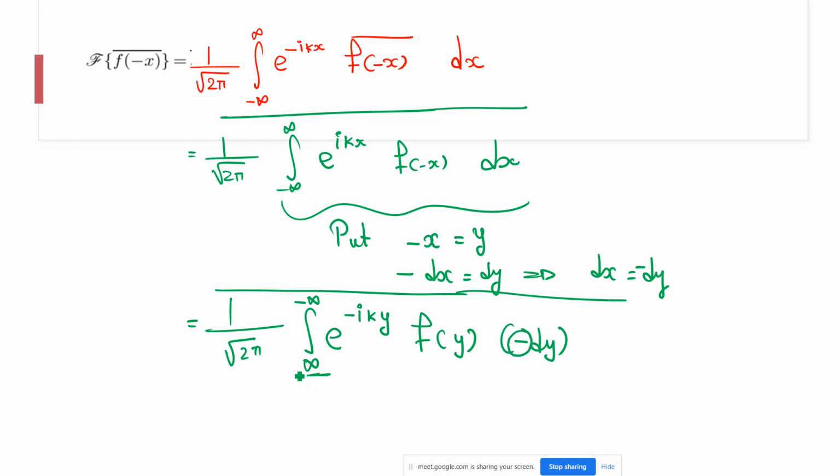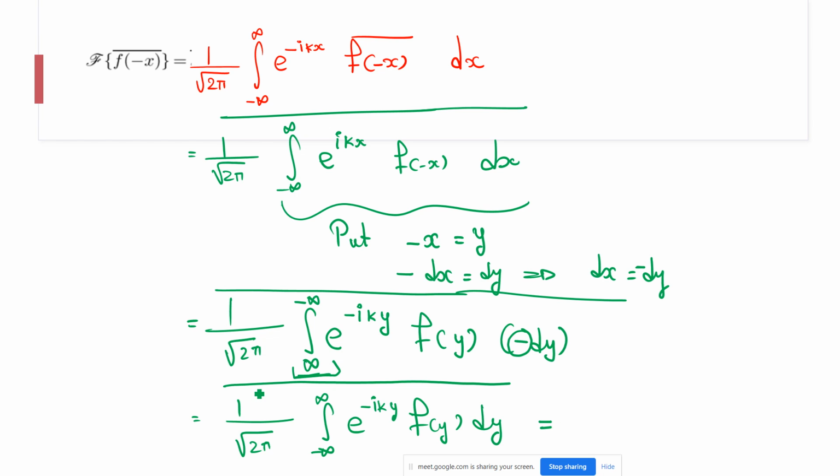So this becomes 1 upon root 2 pi integrating minus infinity to infinity e raised to minus i k y f of y dy and the whole bar. This part inside the bar is actually nothing but Fourier of my function f. So it is nothing but my F of k, and this is entire bar. So what we are learning, if you are taking Fourier of f of minus x conjugate, the answer is nothing but the same function but with a conjugate sign. So this is nothing but the second property, conjugate property for the Fourier transform.